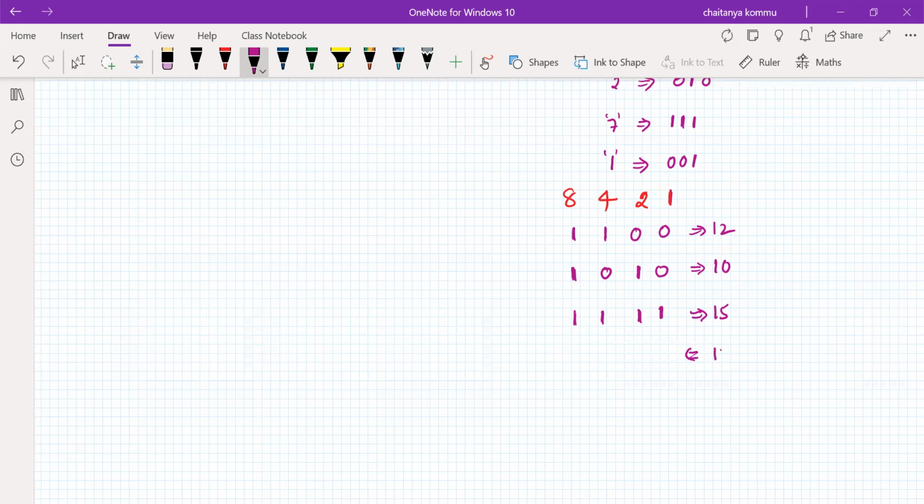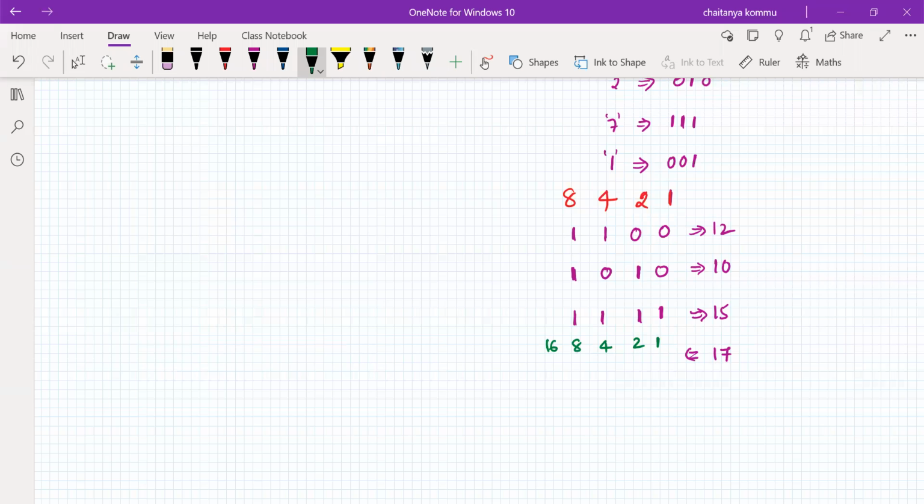For example, I need 17. Is it possible with 4 bits? No. If 4 bits is not possible, what do I have to do? I have to take 5 bits. That means I need to remember 1, 2, 4, 8, 16. That's the reason why we should remember the weights.